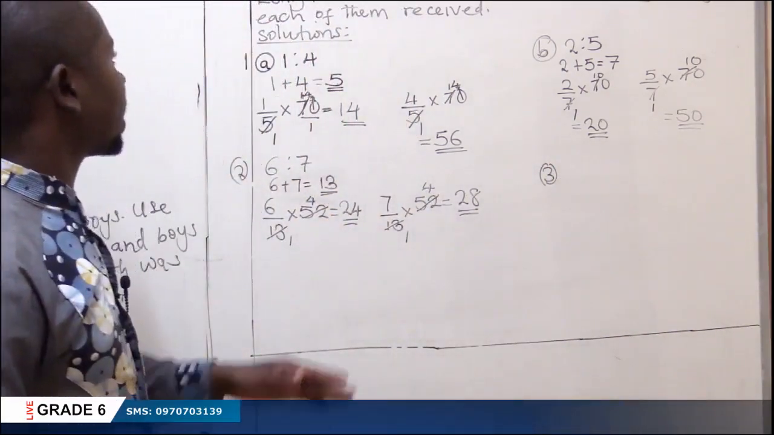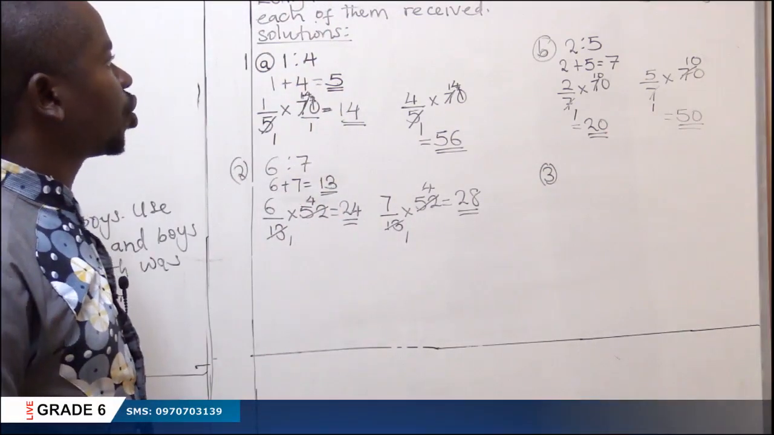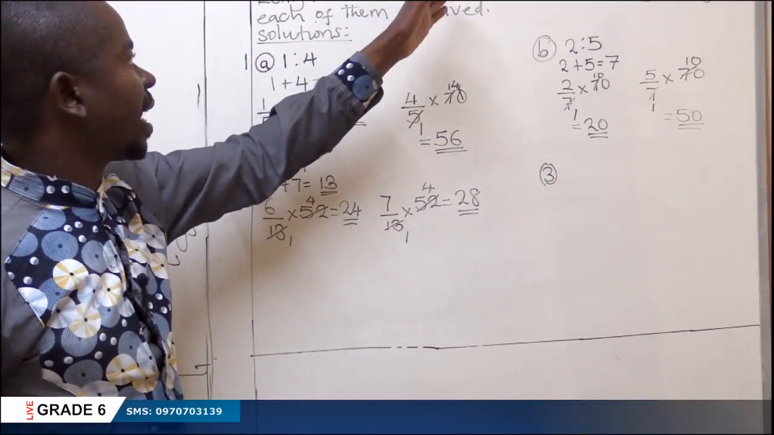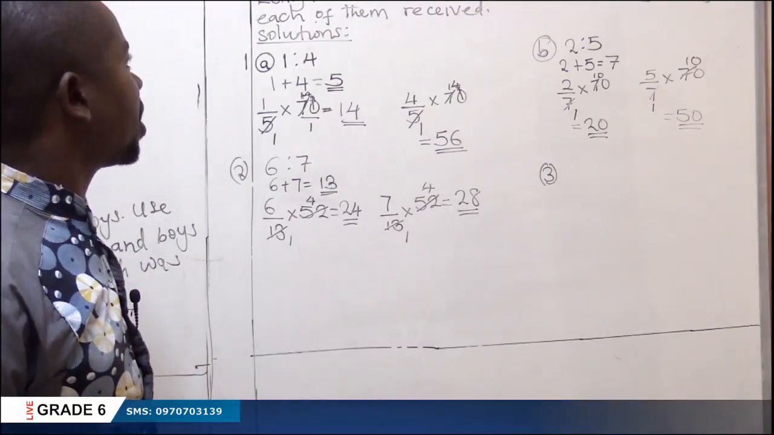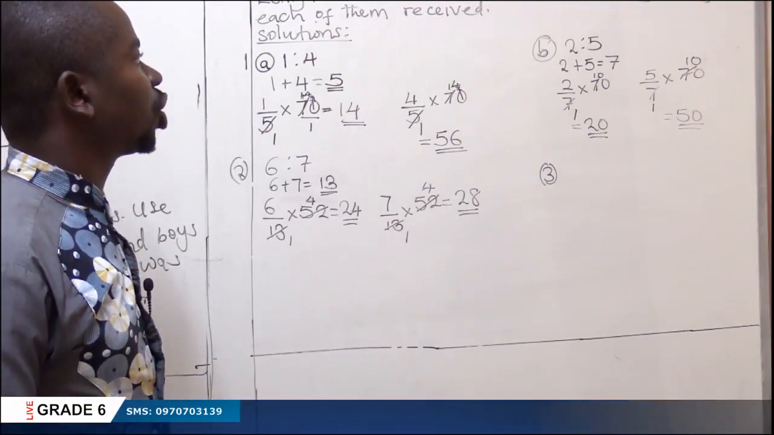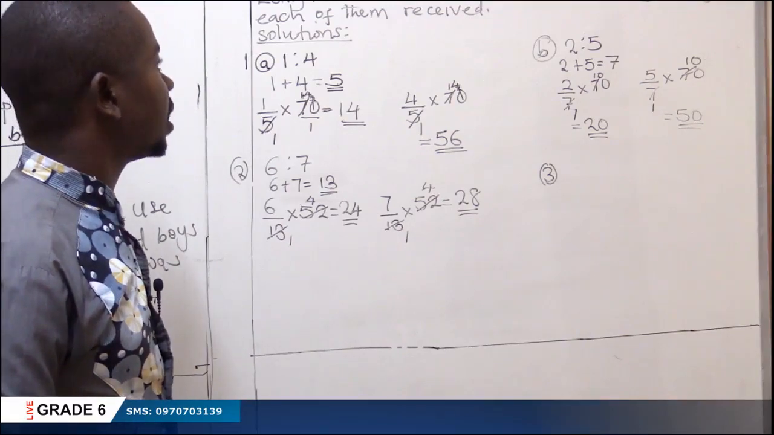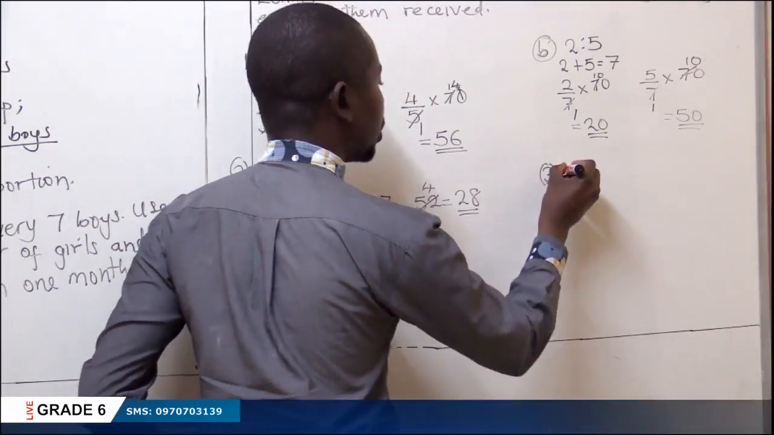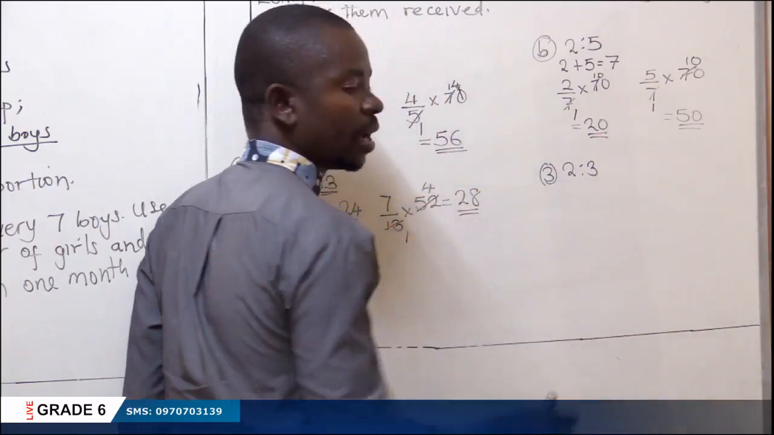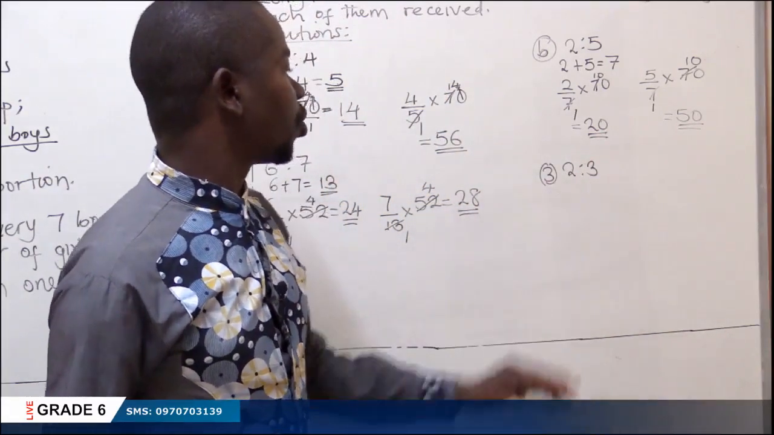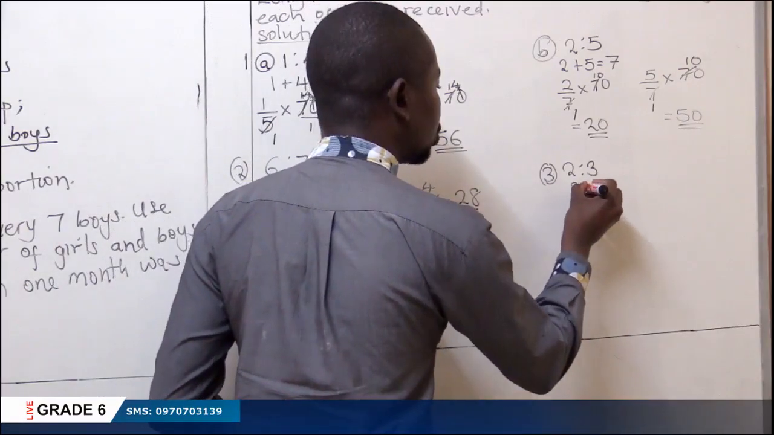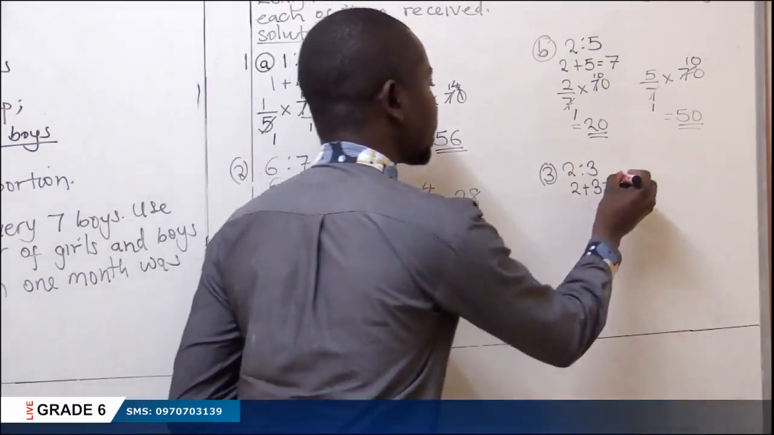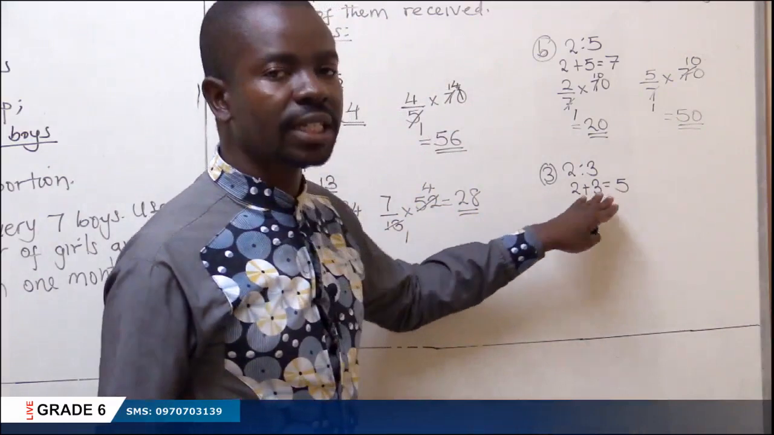Number 3 says 15 playing cards were given to Piri and Mwape in the ratio 2 to 3. How many cards did each boy get? The ratio that we have is 2 to 3. If you add 2 plus 3, it will give us 5.